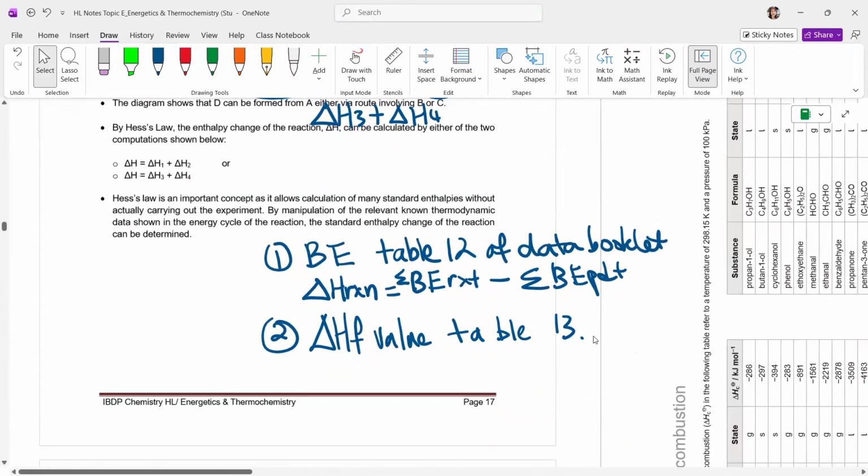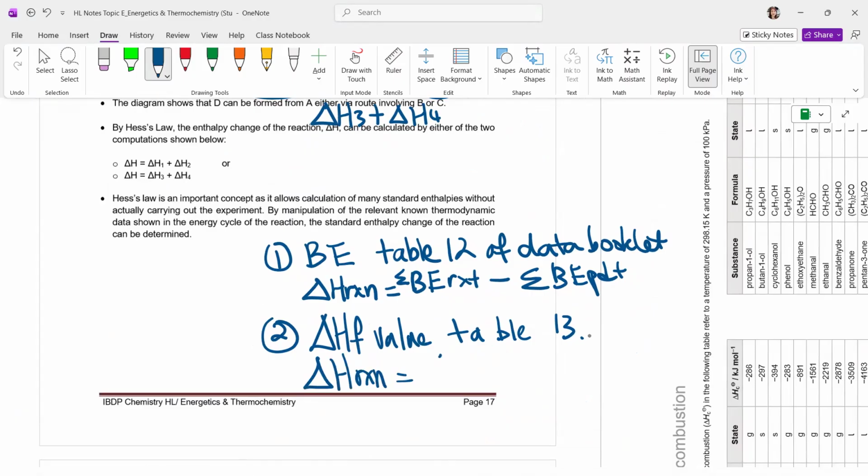So we are using the values. And how do we make use of the values? We will make use of this formula. Delta H reaction is equal to the sum of the delta HF of the products minus the sum of the delta HF of the reactants. Okay, so we will use the HF values to calculate.